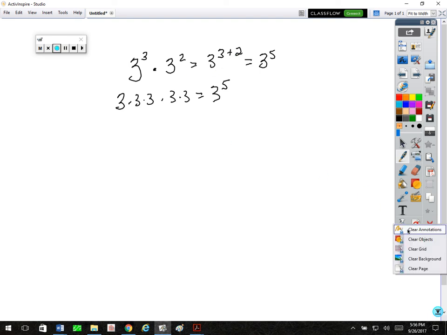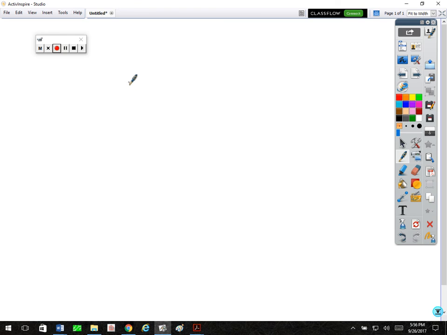Okay, so let's go another step. Let's try one more. What if I have 4 to the 2nd power times 4 to the 5th power? Well, this time I'm not going to spread it out. We're just going to use our rule. Here's my base, it's the same base. I'm going to keep the base, and I'm going to add my exponents. So my answer comes out to be 4 to the 7th power.